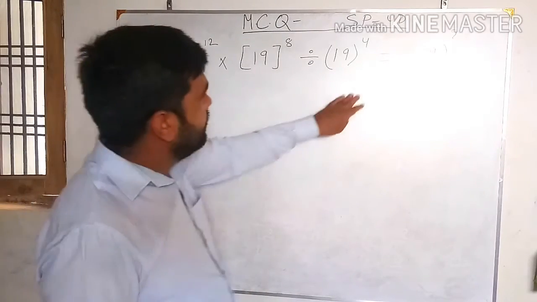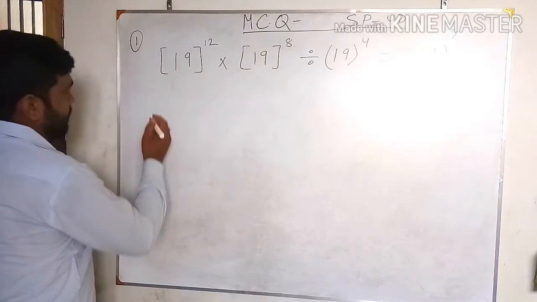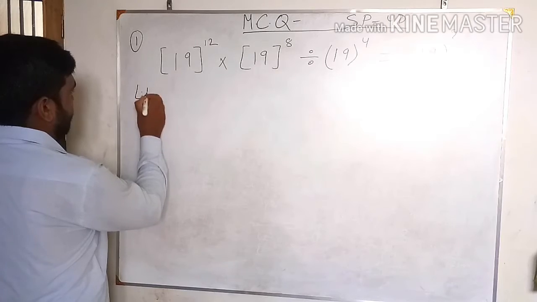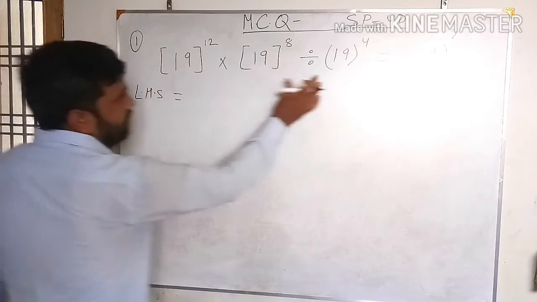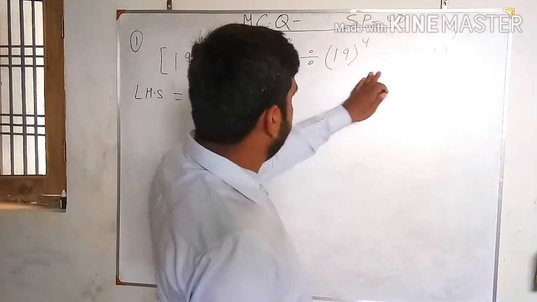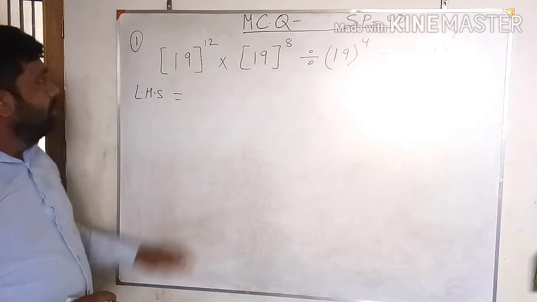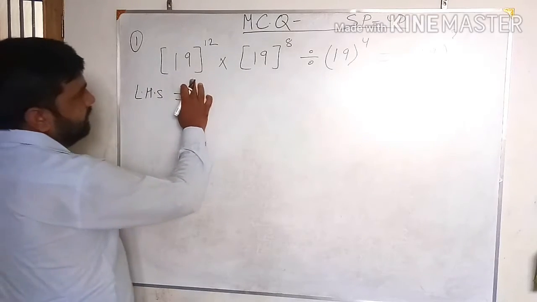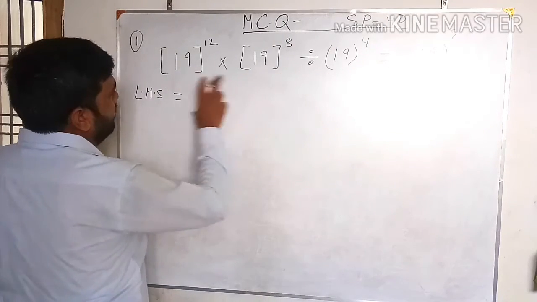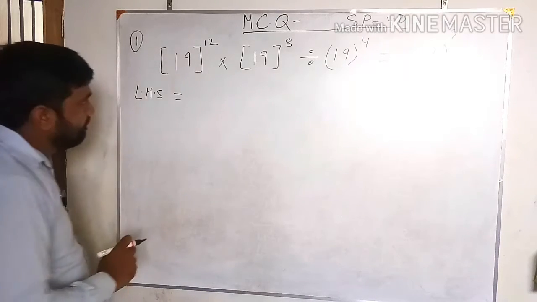Now to find the correct option, first of all we will solve this question. Now solve the left hand side. This is an equation divided into two sides. This is the left hand side and this is the right hand side. So now you see here there are three exponents and these two exponents are multiplied with each other and both having the same base 19.